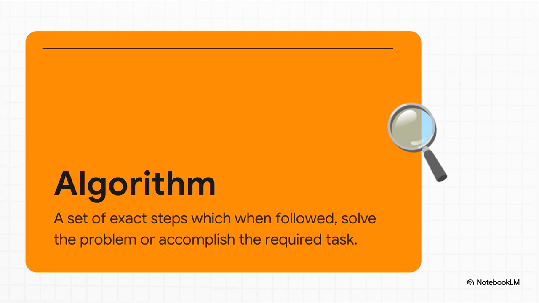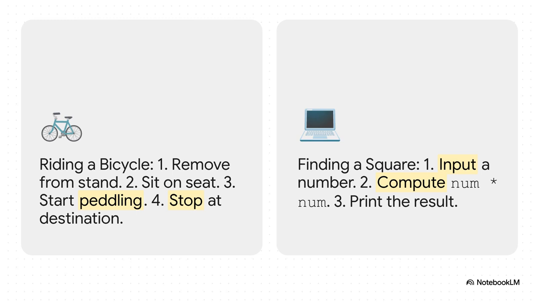Just think of it like a recipe. It's a set of exact step-by-step instructions. If you follow a good recipe for a cake perfectly, you get a cake. A good algorithm is just like that, but for a computer. See, for us, riding a bike feels pretty intuitive, but a computer has zero intuition. Its instructions have to be brutally precise. Look at that recipe on the right for finding a square. Get a number, multiply it by itself, and show the result. There's absolutely no room for guessing or misunderstanding.